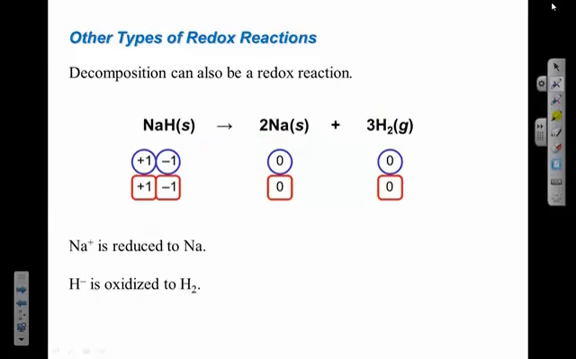Here I have the opposite of a combination. I have a decomposition. So instead of combining two things to make one, I have one thing breaking down to make two. That's a fairly common type of reaction.